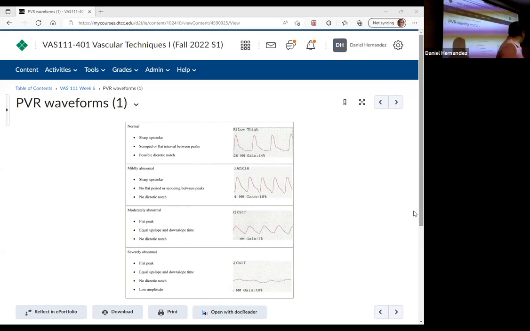And then stenotic is obvious. Those are my little pyramids, so my little V's. Right now, we've lost a lot of that fast upstroke. It's much more blunted. We have no dicrotic notch. And then something that's occlusive, you may only get little blips. You might not even really pick up a discernible pulse. It's going to be very flat.